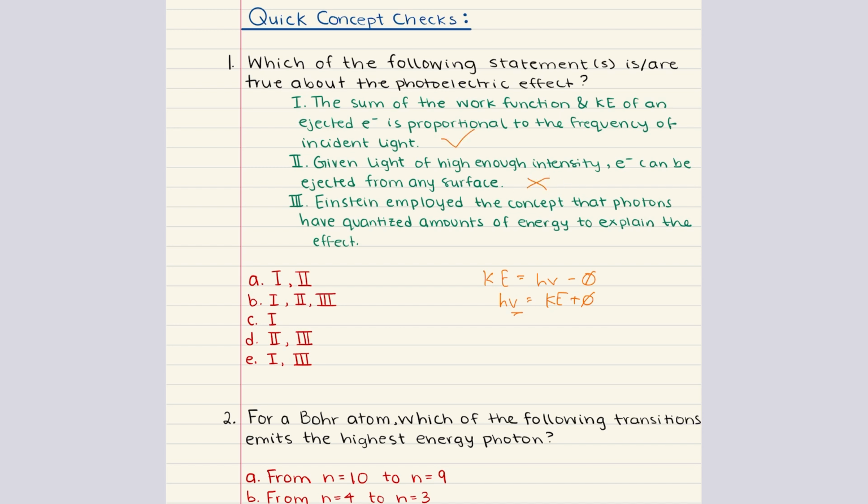What about statement 3? Statement 3 says, Einstein employed the concept that photons have quantized amounts of energy to explain the effect. This statement is true. Einstein introduced the idea that light consists of quantized packets of energy called photons, and he used this concept to explain how photons transfer their energy to electrons, leading to ejection when that photon's energy exceeds the work function. So statements 1 and 3 are true, making the correct answer for problem 1, answer choice E.